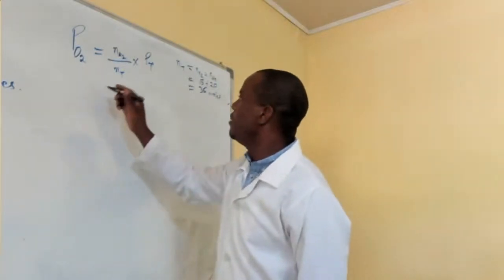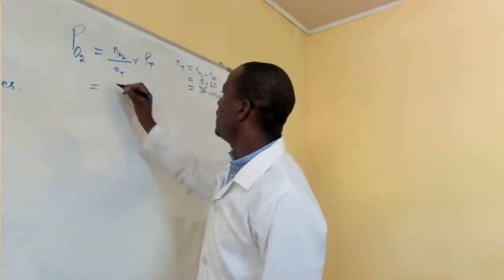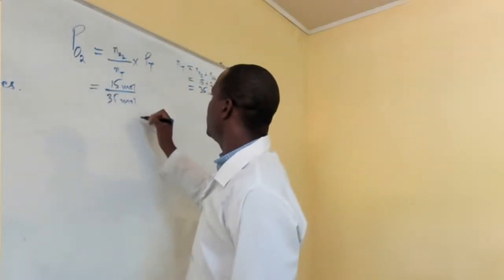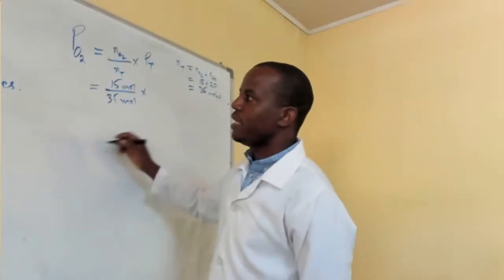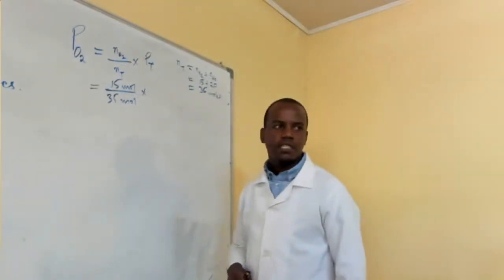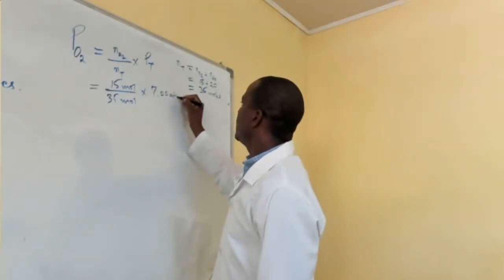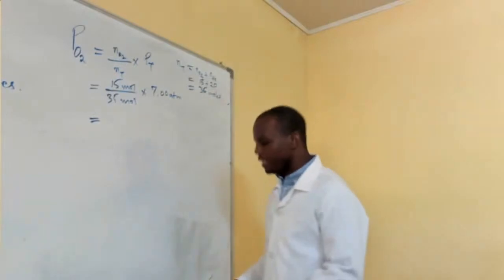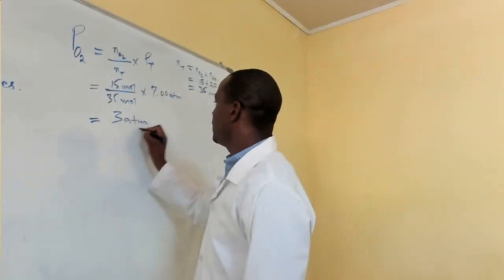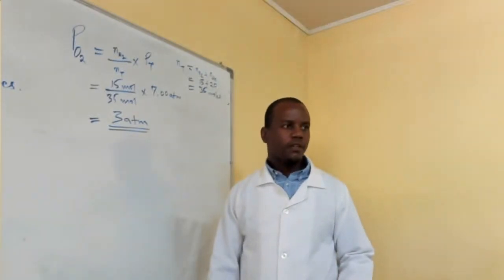Therefore, the partial pressure of oxygen is equal to the number of moles of oxygen, 15 moles, divided by the total number of moles, 35 moles, multiplied by the total pressure. The total pressure given in the question is 7.0 atmospheres. When you do the simplification, you are supposed to get about 3 atmospheres for the partial pressure of oxygen. Okay?